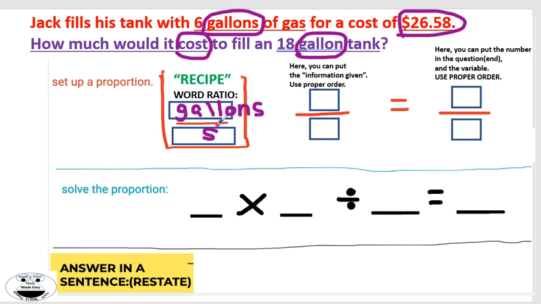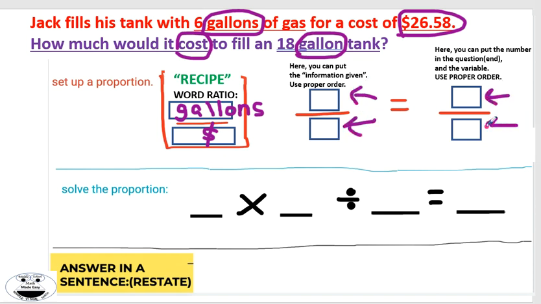You don't have to do it in that order. If you want to put money first and gallons second, that's okay. I will show how to do it that way as well. And you will get the same answer as long as you stick to your recipe when you are filling out this ratio and this ratio.